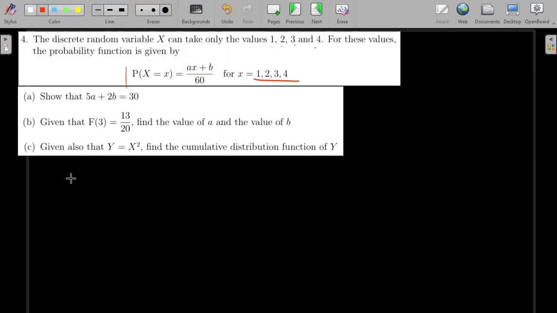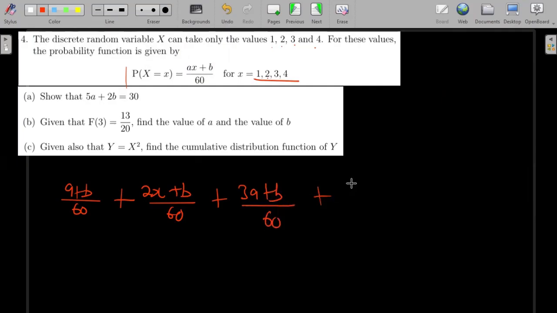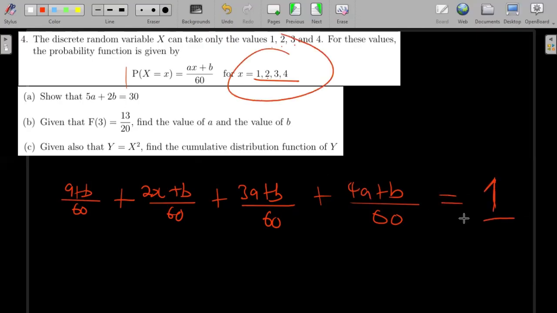If I substitute 1 into this, I get a multiplied by 1, which is just a, plus b, divided by 60, plus, if I substitute 2, it will be 2a plus b divided by 60. If I put 3, it will be 3a plus b divided by 60. If I put 4, it will be 4a plus b divided by 60. Since this is the summation of all the possible values of the random variable, this should be equal to 1.